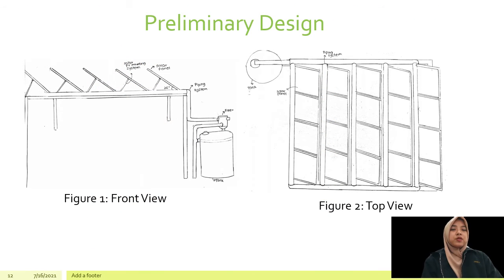The figure shows the preliminary design that was sketched by hand. Figure 1 shows the front view of the design, while Figure 2 shows the top view of the design. In this design, we combine the agro-photovoltaic system with the rainwater harvesting system.